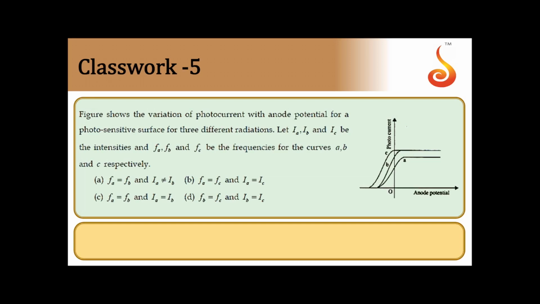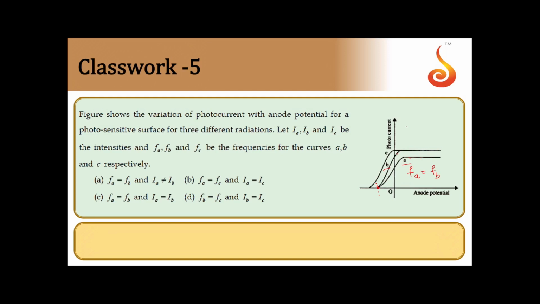So here this particular point gives you the stopping potential for A and B. Hence what we can conclude is the stopping potential is the same for both, but intensities are different, IA, IB. So these two must have the same frequency. So FA is equal to FB, because stopping potential depends only on frequency.